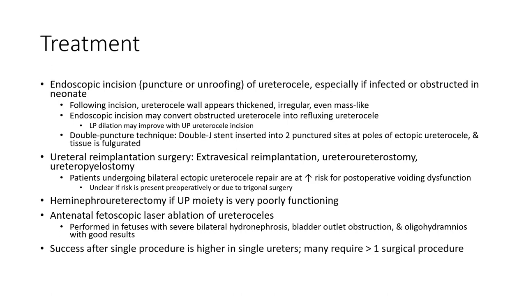Double puncture technique: a double J stent is inserted into two puncture sites at the roof of the ectopic ureterocele and tissue is fulgurated. Ureteral reimplantation surgery, extravesical reimplantation, ureterectomy, ureteral pyelostomy. Patients undergoing bilateral ectopic ureterocele repair are at increased risk for postoperative voiding dysfunction. It is unclear if the risk is present preoperatively or due to trigonal surgery.